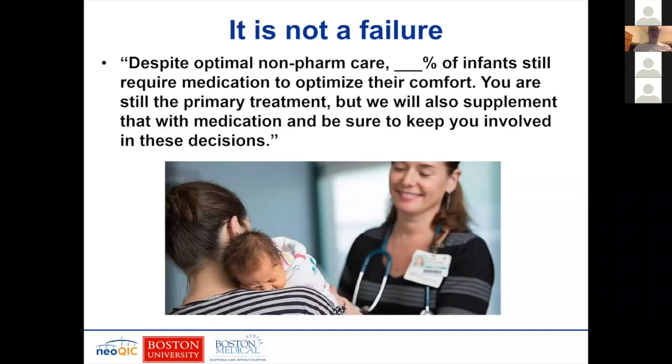I think this is really important to point out, and it's something we saw when we first started to do more non-pharm care: mothers really saw the medication as a failure. It's important to tell them up front that despite optimal non-pharm care, X% of the infants at your institution require medication. So I tell them right off the bat, that doesn't mean that you failed. You're still the primary treatment, but in addition to the care that you're providing, we're also going to provide medication to make sure that your baby's comfortable. And we're going to involve you in these decisions. That has really helped with their guilt and feeling that the baby needs to be treated.